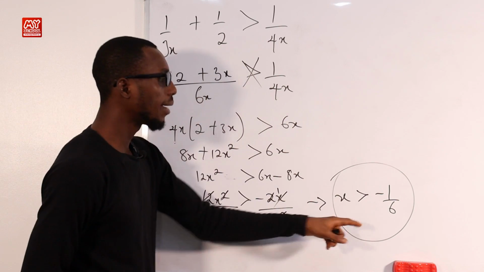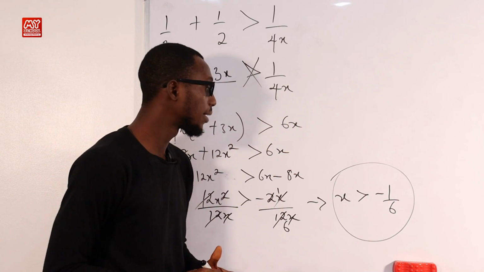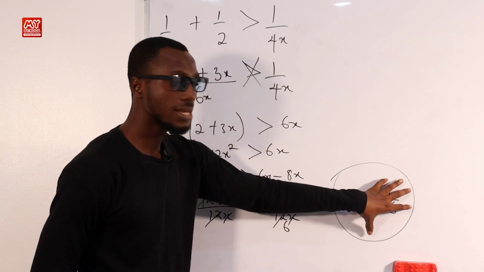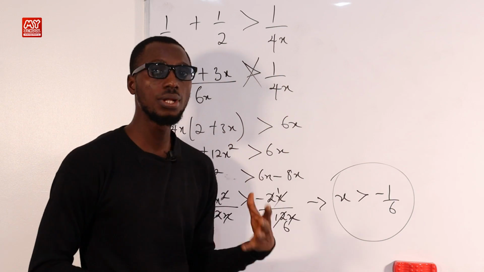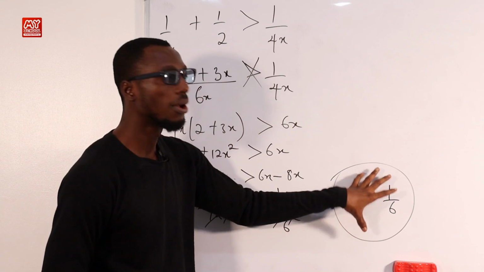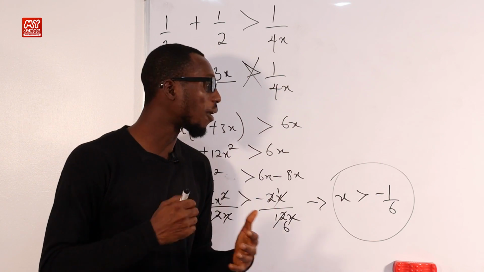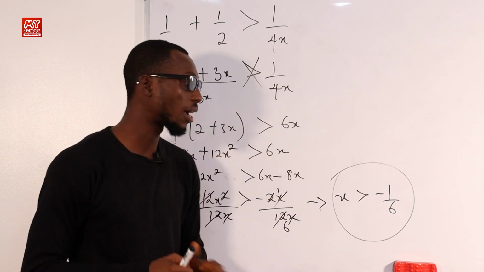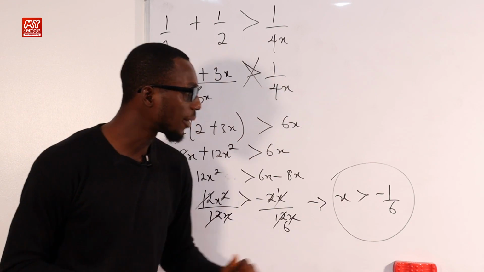So we are stopping here because the options provided has this in it. But the question requires that we find a range of values. But we are staying within the context of options provided us by JAMB. So x is greater than minus 1 over 6.